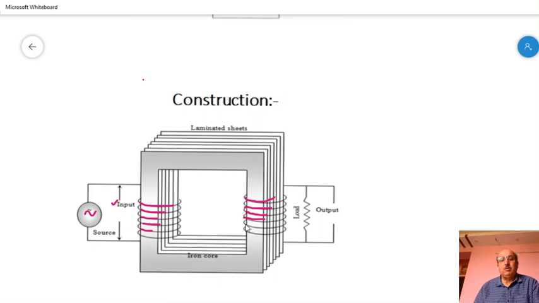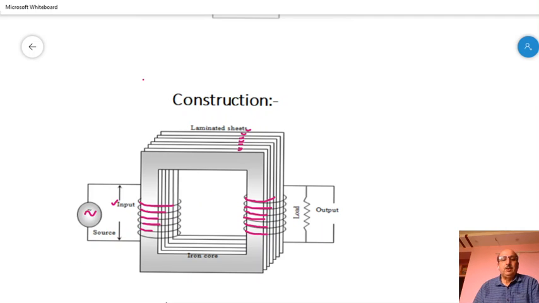The coils are made of laminated copper wire, and they are folded on laminated iron sheets. This is the iron core made of laminated sheets. They are of equal size, made of soft iron, and they are laminated by paint or varnish.